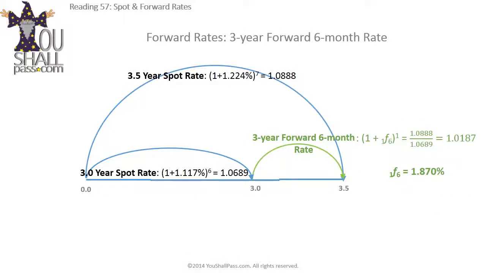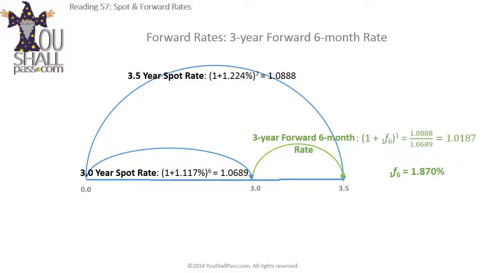Well, at the outset, what we do know is that we are standing at time 0. Then we take a look at what the 3-year forward 6-month rate means. One thing it means is that it starts at the 3 year mark, and since it's a 6 month forward rate, it ends at the 3 years plus 6 months, that is the 3.5 year mark.